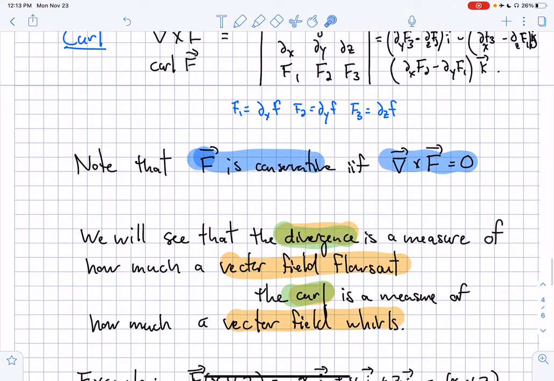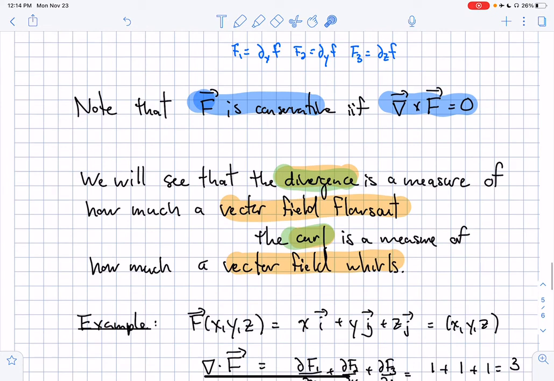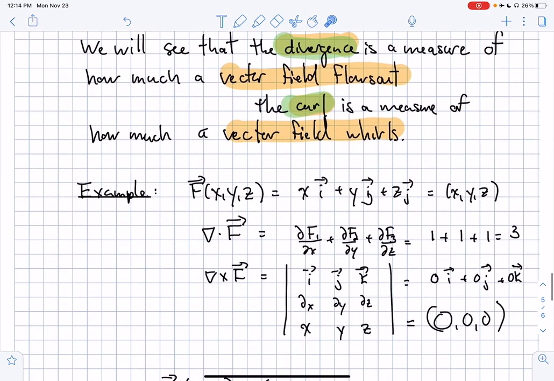Now we will see as we go through examples that will convince you that the divergence of a vector field is a measure of how much a vector field flows out of a point. Okay? And the curl is a measure of how much a vector field whirls or rotates. So flows out means at a point, you look at the arrows sticking out of that point, and whirls means you look at a point and you look at how much those arrows rotate around that point. Okay? So let's do an example to convince us of that.